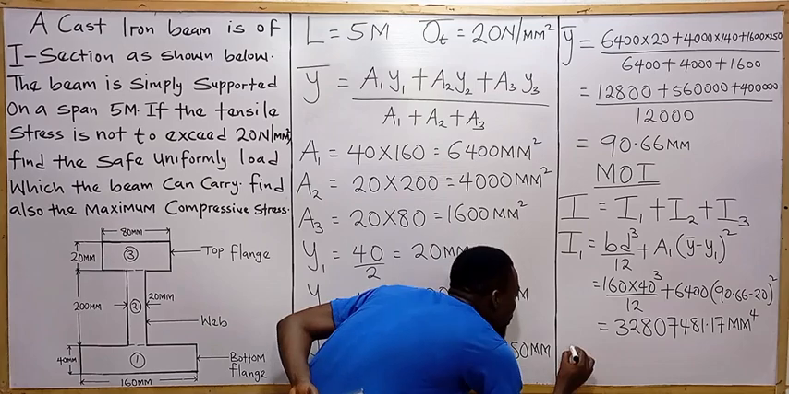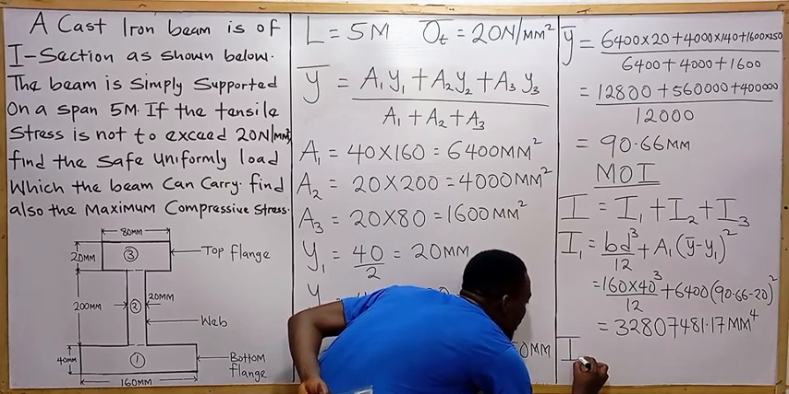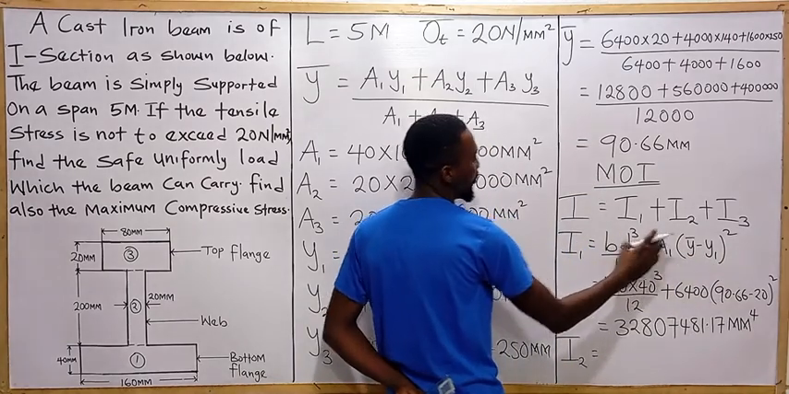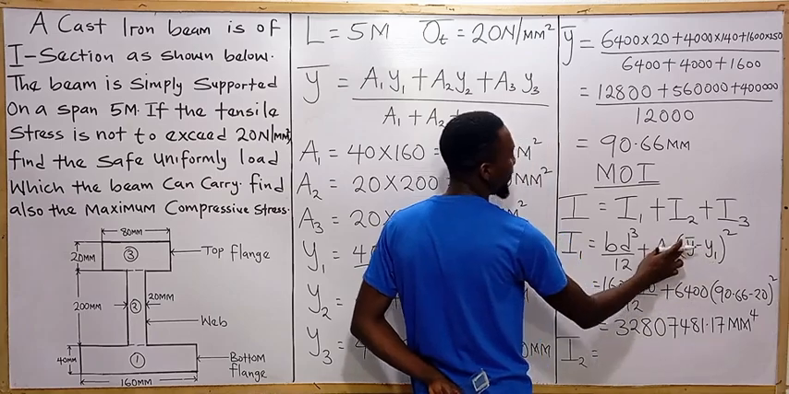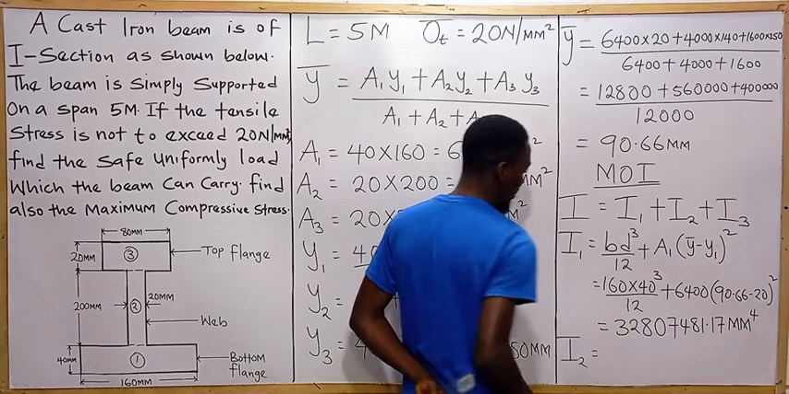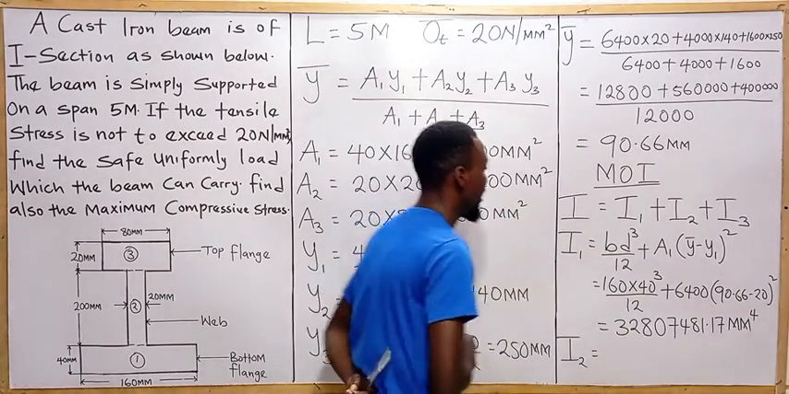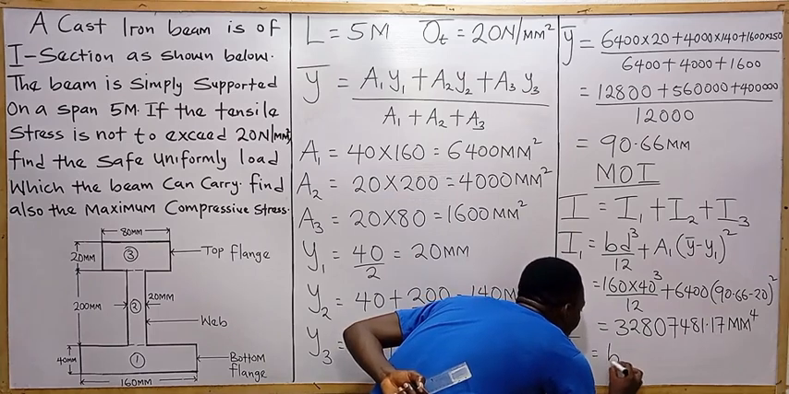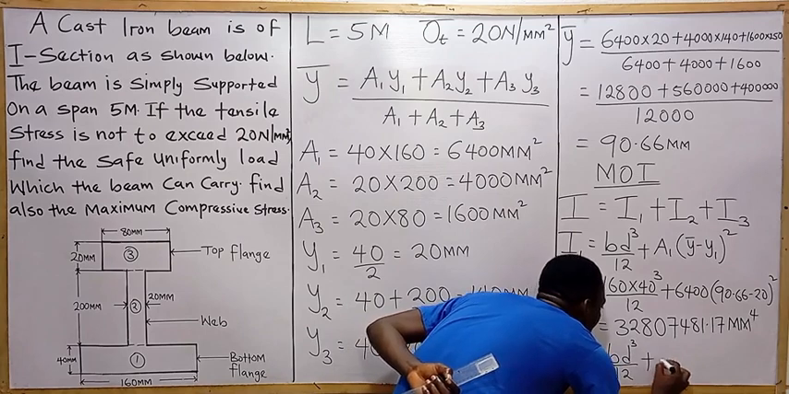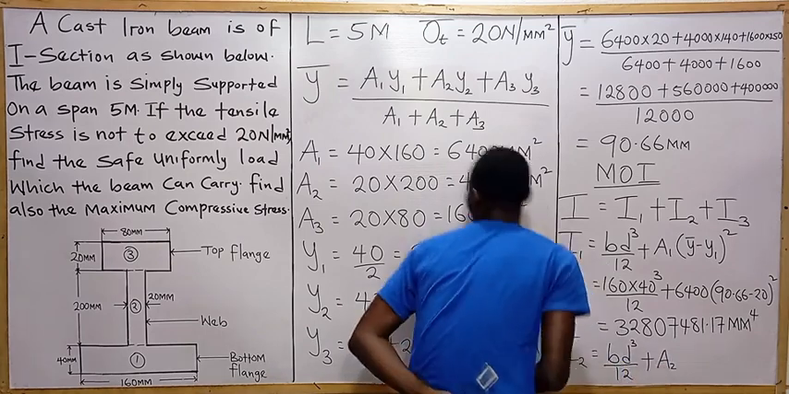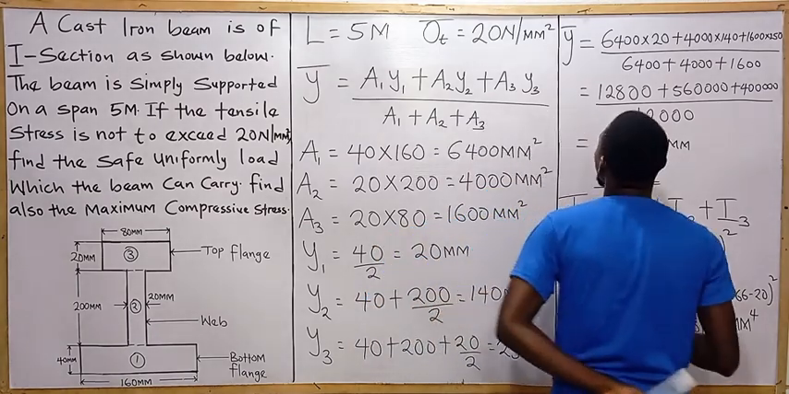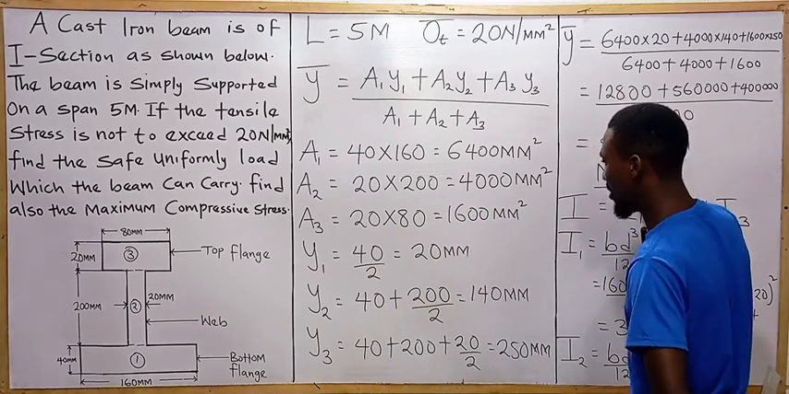So let's go for our I2. Similar formula. The only thing that will keep changing is here. You always check which one is greater between your y bar and the y2. The one that is greater will always come first in order to avoid the negative sign there. So we are going to have the formula BD cubed divided by 12 plus A2. We are dealing with the second rectangle now. So let's check between y bar and y2, which one is greater.